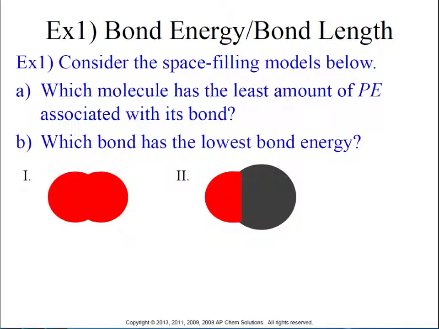Alright, so if we take a look at these real quick, this one has the shortest bond length, this one has the longest bond length. So shortest bond length, that means that we'll have the lowest potential energy, because potential energy increases with bond length. And this other one would have the lowest bond energy, because bond energy decreases with bond length.